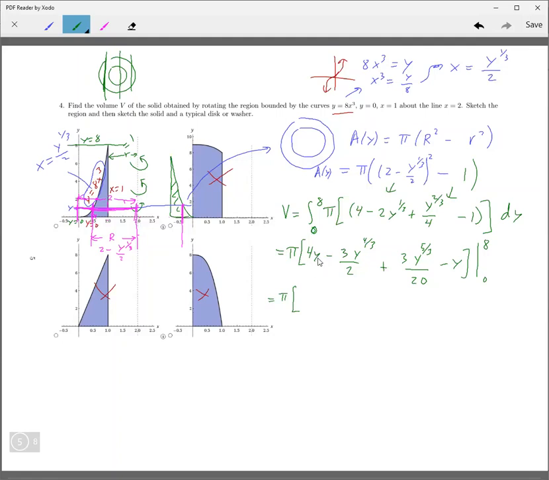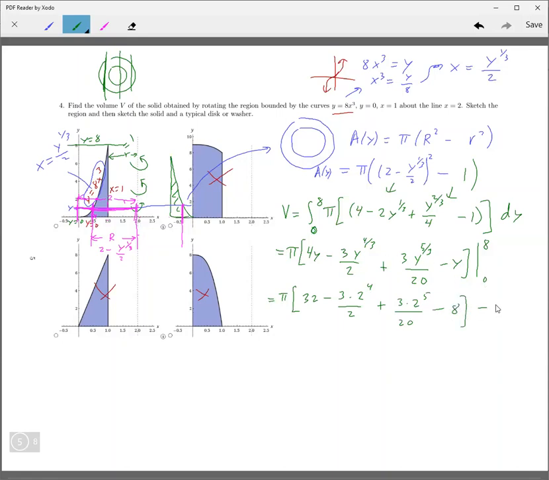Okay, put an 8 in, and we get 32. 4 times 8 is 32. Put an 8 in here, that's going to be 2 to the 4th, right? So minus 3, 2 to the 4th. Because the cube root of 8 is 2, so 2 to the 4th. And then here, this will be 3 times 2 to the 5th over 20. And then this is minus 8.